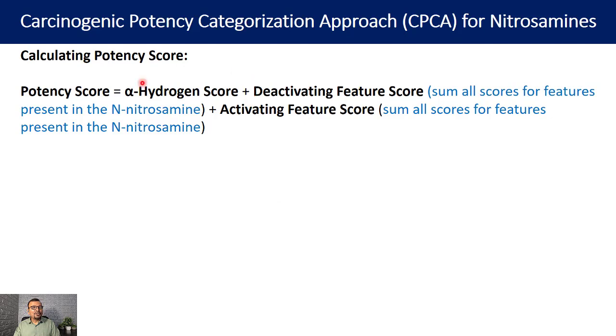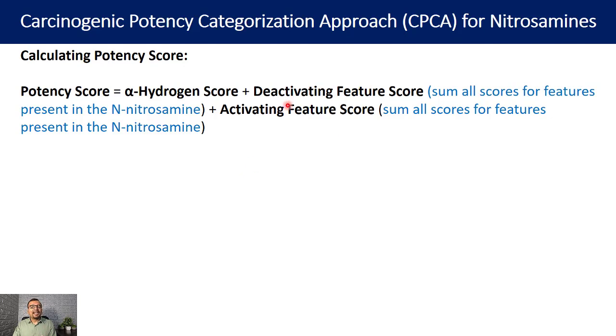So what does alpha hydrogen score mean? You need to understand how many hydrogens are present on the alpha carbon. Is there a presence of hydrogen on the alpha carbon, or is there an absence of hydrogen on the alpha carbon? We will talk about some examples on defining the alpha hydrogen score.